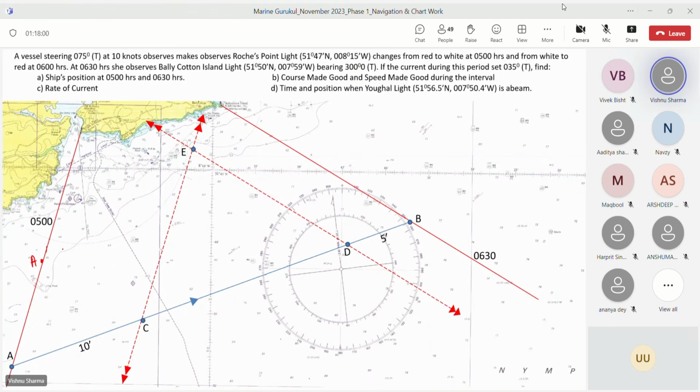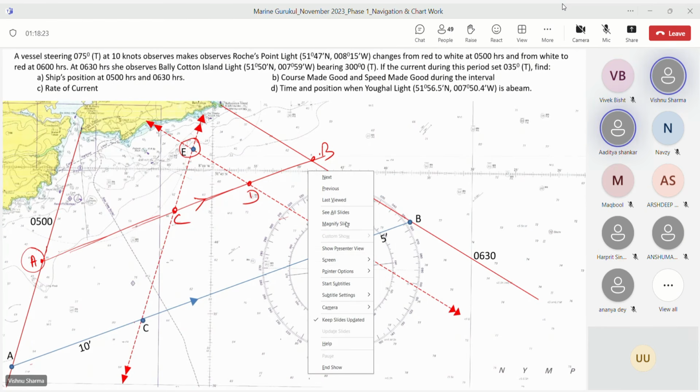Now, suppose somebody has taken A here, then what will happen? His CTS would be like this. For him, B would be here. Again, when he cuts 10 mile, his C would come here. When he cuts 5 mile, his D would come here. The point E will come here only. Yes or no? Correct, Peter? Yes, sir. Clear, sir.